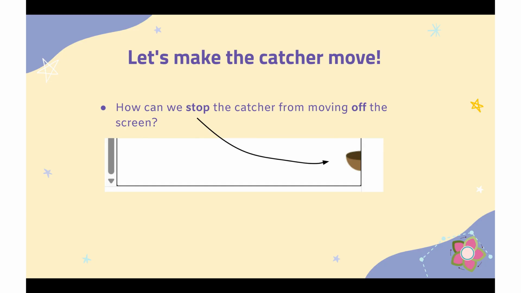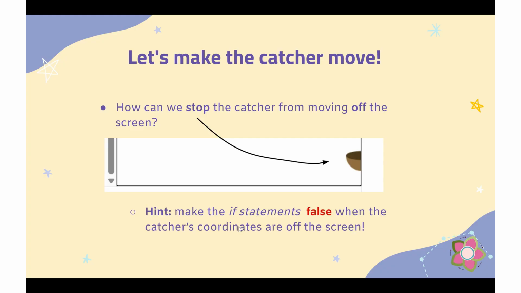How can we stop the catcher from moving off the screen, though? Just like in the image shown, the catcher is off the screen. So how can we stop this from happening? Take a moment to pause and think. Here's a hint: we can make the if statements false when the catcher's coordinates are off the screen. So you can add this to your code and pause the video, and then when you are ready, you can unpause and we will continue.